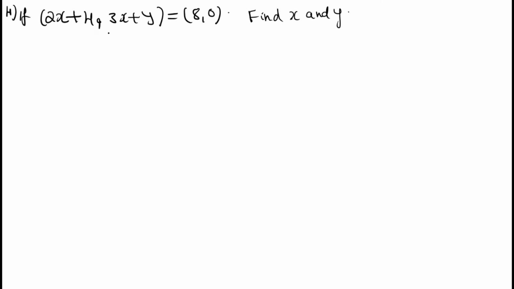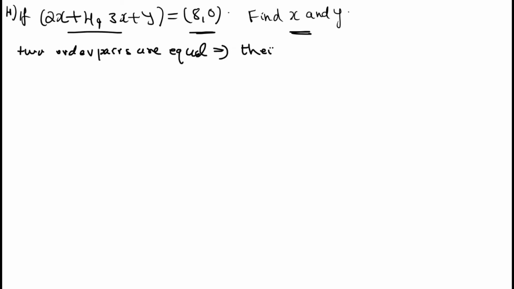See the next question. If (2x + 4, 3x + y) is equal to (8, 0), find x and y. Which concept do we need to use here? This is one ordered pair. This is also one ordered pair. What's the given data? Two ordered pairs are equal. What's the condition? It implies their corresponding elements are equal. We saw that in the note, right? Corresponding elements are equal. What's the corresponding element? The first element is equal to the first element, the second element equal to the second element.